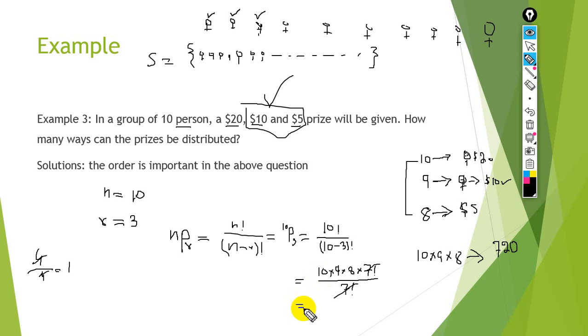What is left at the end? 10 multiplied by 9 multiplied by 8. So what will we have? So we can multiply these, so the answer will be 720. So 720 is the sample space.